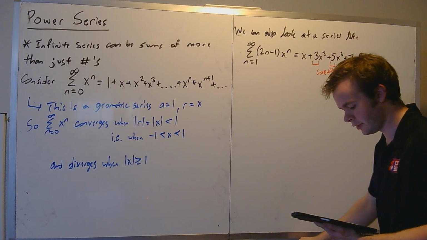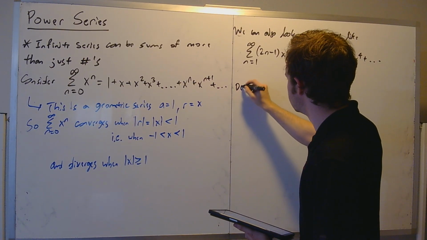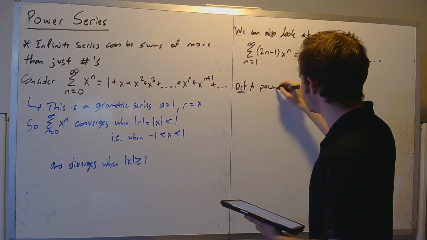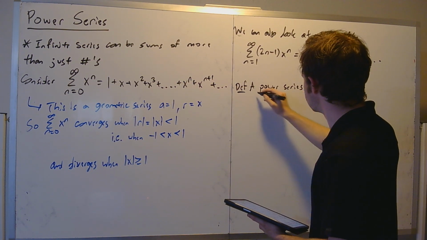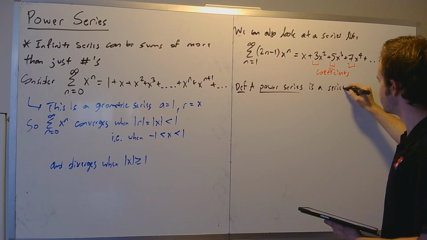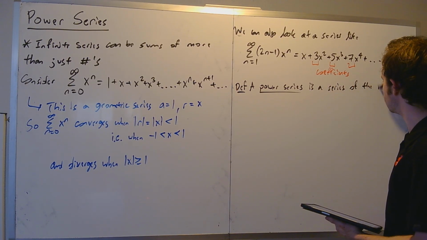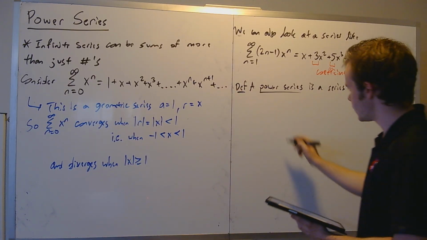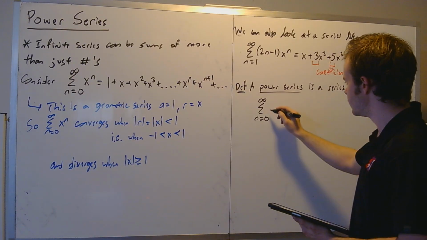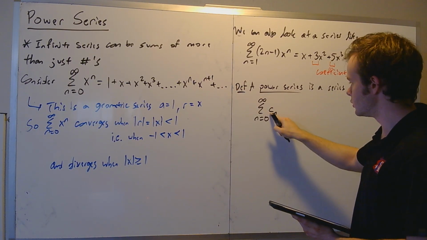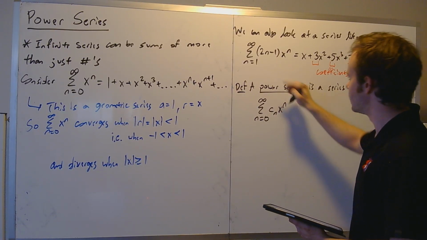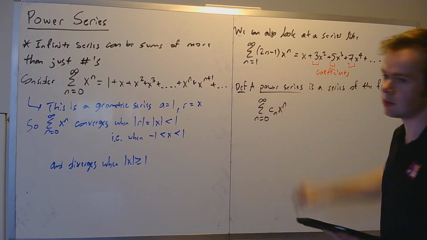Okay, so let's write down the definition here. So definition, it's going to say a power series is a series of the form the sum from n equals 0 to infinity of Cn, which is a function of n, so this is the coefficients as a function of n, times x to the n, right? So up here Cn was this 2n minus 1.